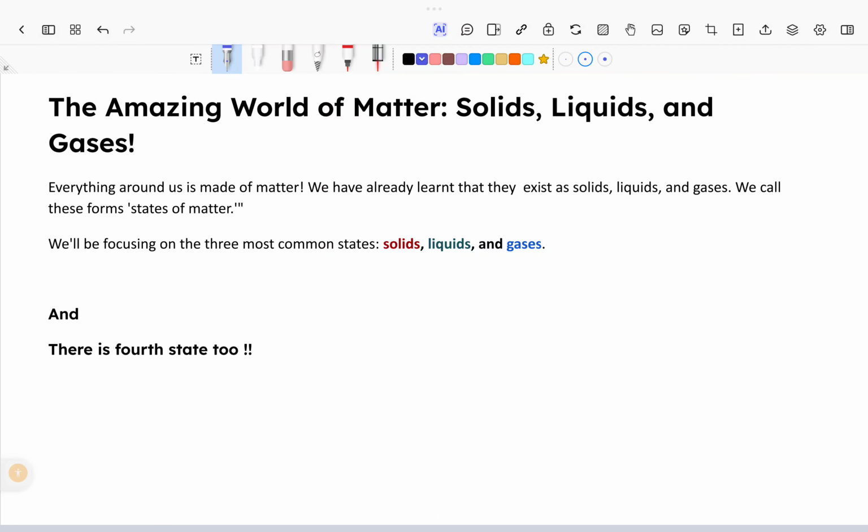So now we know that everything around us is made up of matter, and we have learned that they exist as solids, liquids and gases, and we call these forms the three states of matter. We'll be focusing mainly on these three states, and there's a fourth state too which we'll look at briefly.